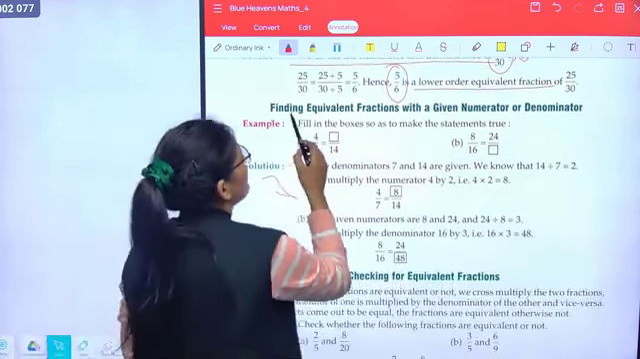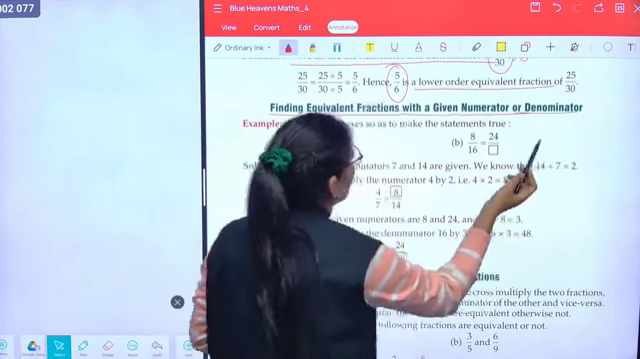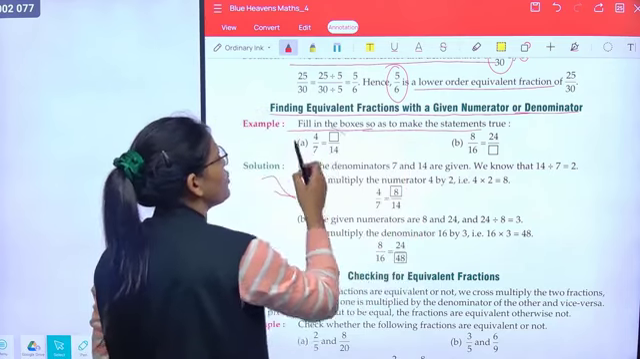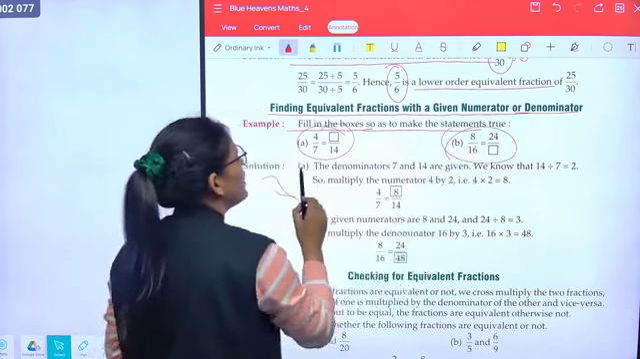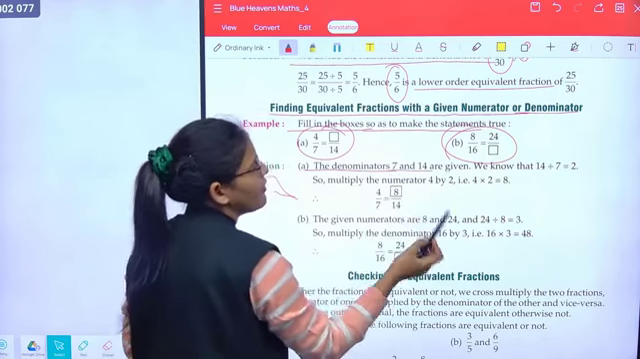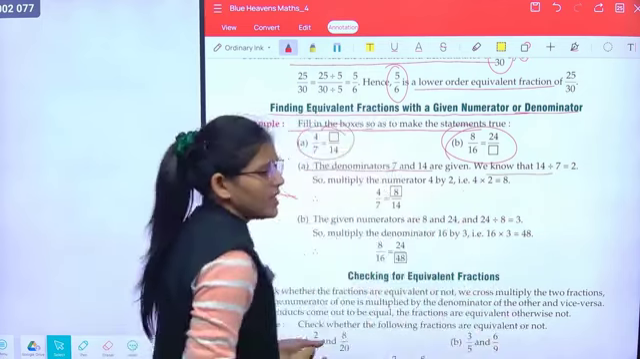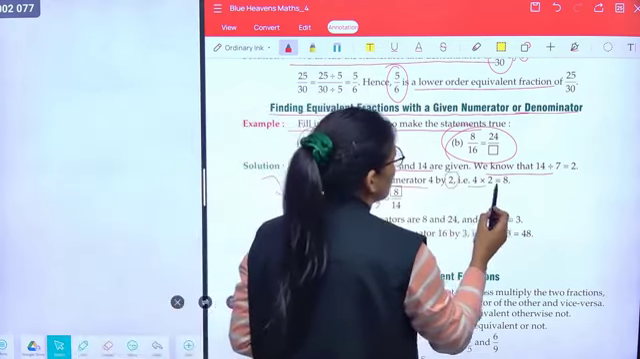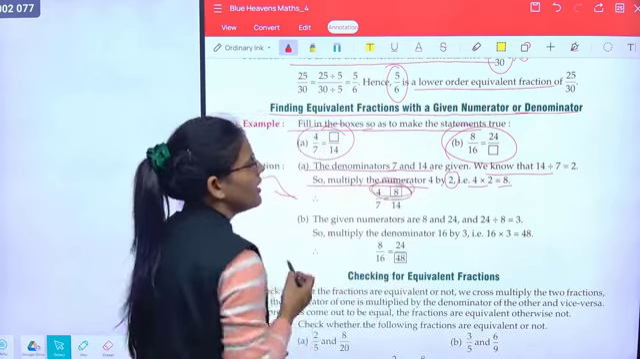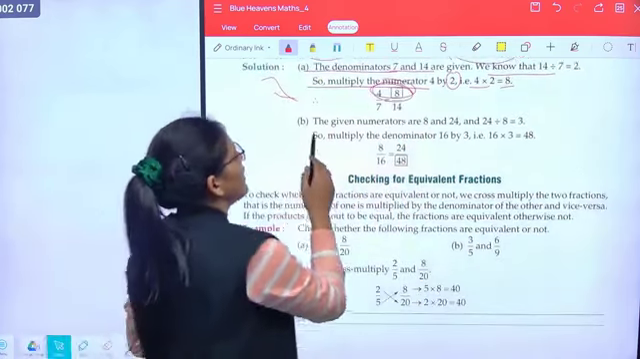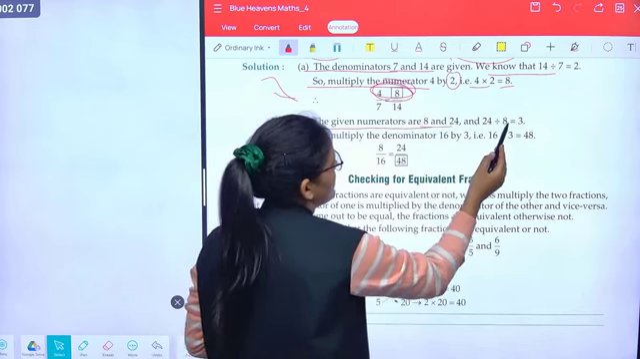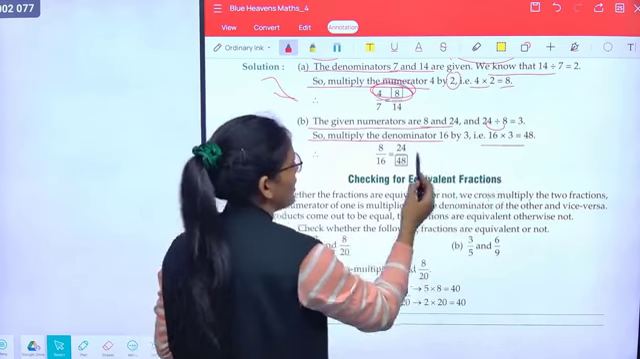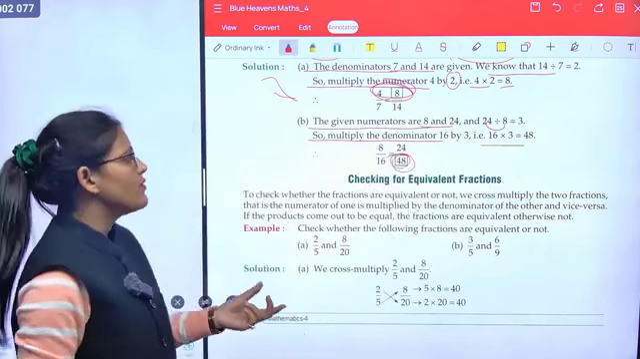Now class, find the equivalent fraction with a given numerator or denominator. Now fill in the blocks so as to make the statement true. We have to make them equal. Okay class, now the denominators 7 and 14 are given. We know that 7 2s are 14. So multiply the numerator 4 by 2, that is 4 2s are 8. Similarly, now the given numerator is 8 and 8 3s are 24. So multiply the denominator 16 by 3, that is 48. Okay, because we have to make them equal.